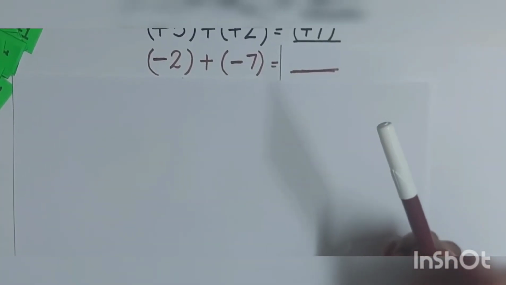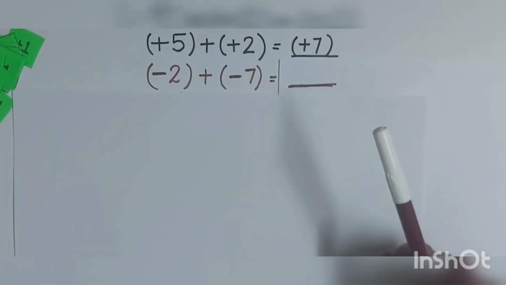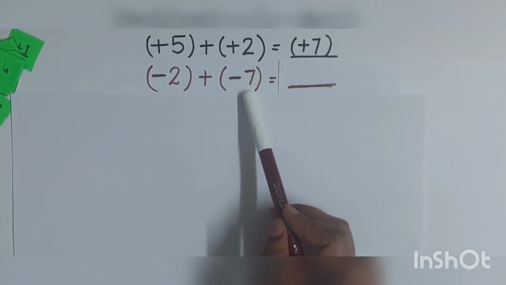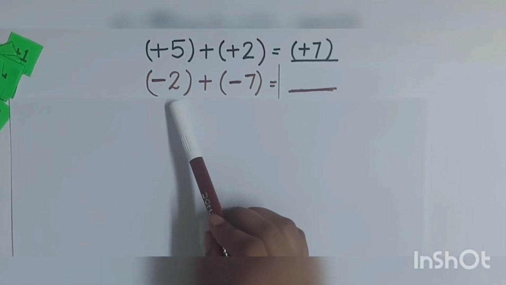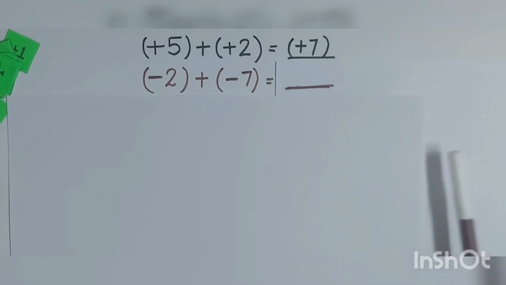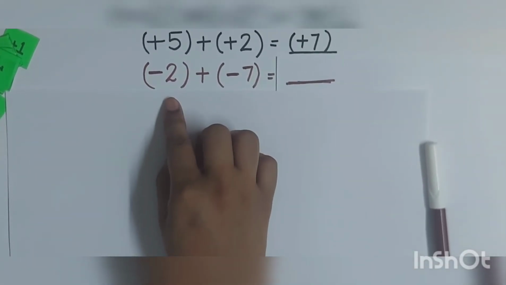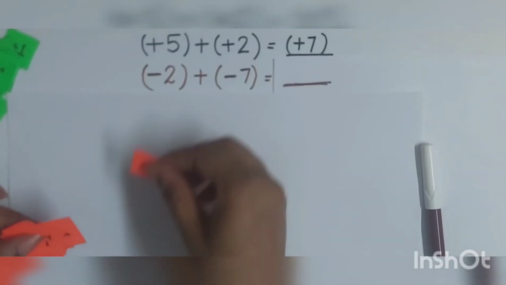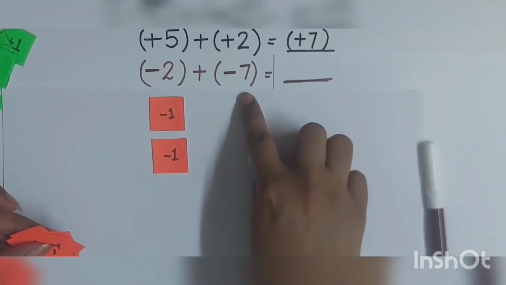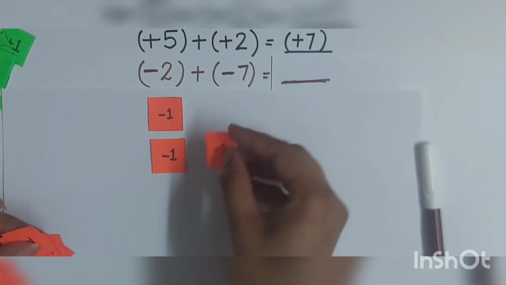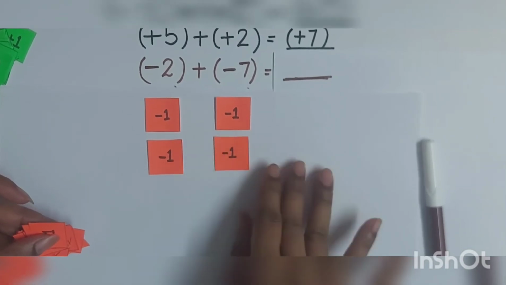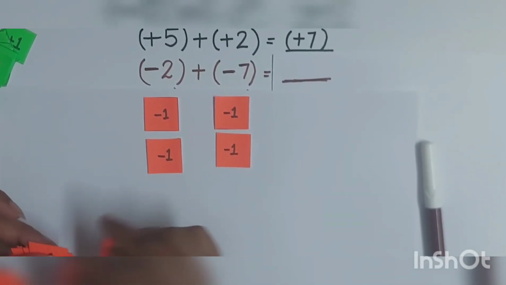Now I'm going to show you another sum where I'm adding a negative integer with a negative integer. In this sum I have written minus 2 plus minus 7. For negative 2 I will keep 2 red squares, and for minus 7 I will keep 7 red squares.